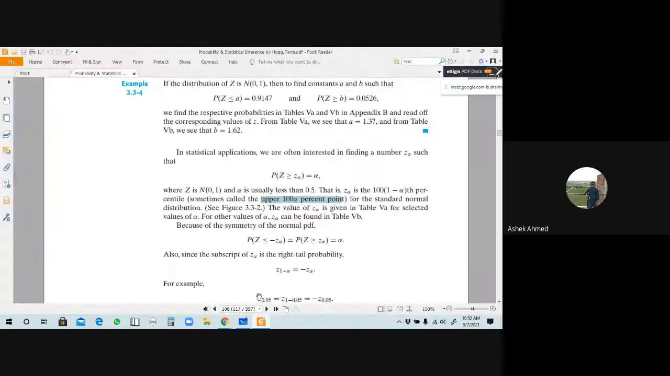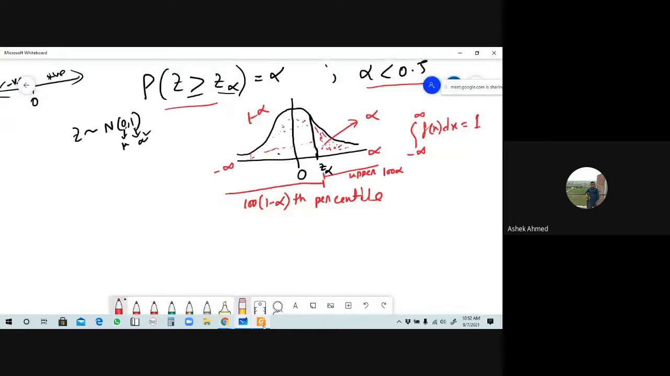There is given another formula from the concept. This is the probability that capital Z is greater than or equal to Z suffix alpha equals alpha. কি দেওয়া আছে? We know this is alpha.